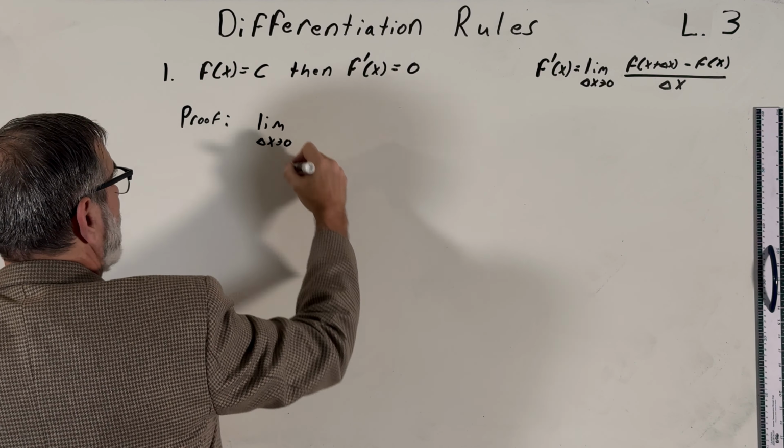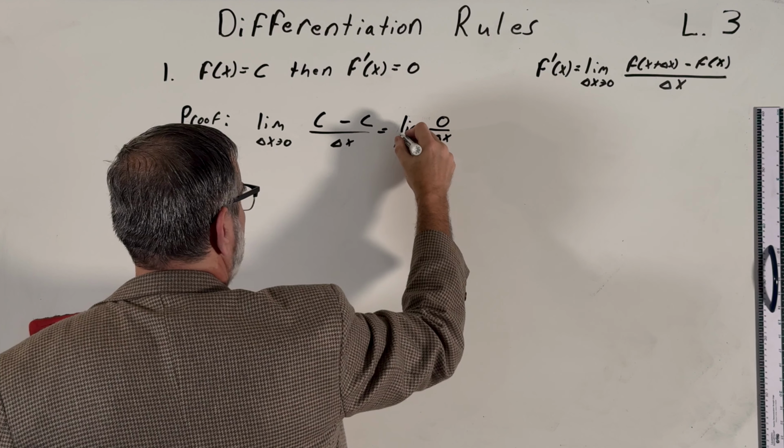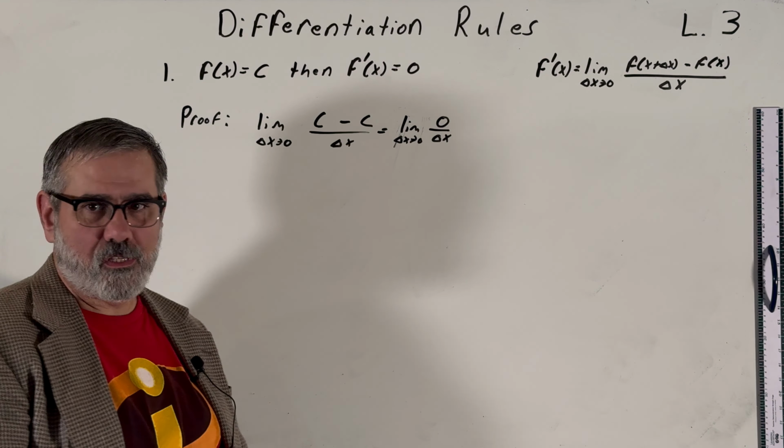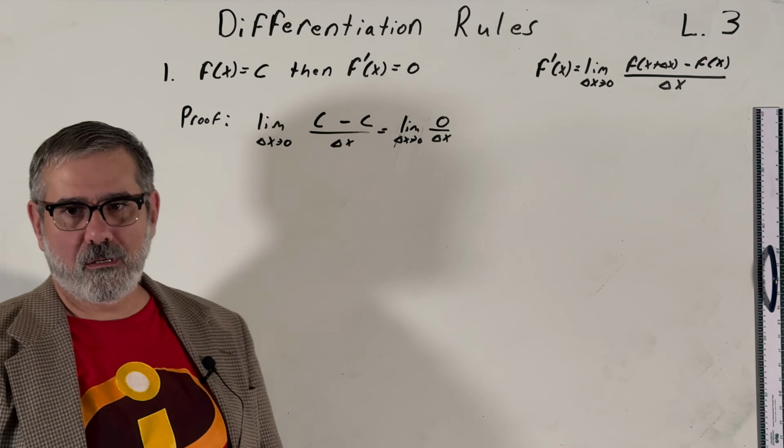But this is identically 0, right? This is just equal to the limit of 0 divided by delta x as delta x goes to 0. Now, that's different than, say, if we had delta x in the numerator, right, which goes to 0 as delta x goes to 0. This is identically 0, and so this is equal to 0.